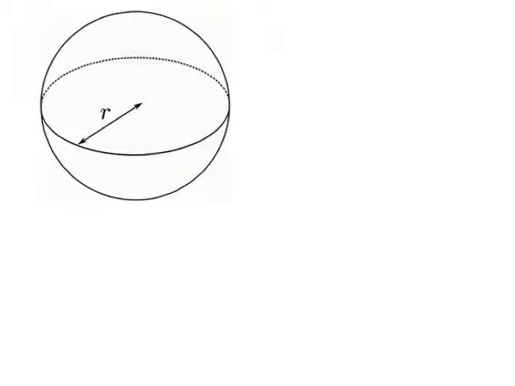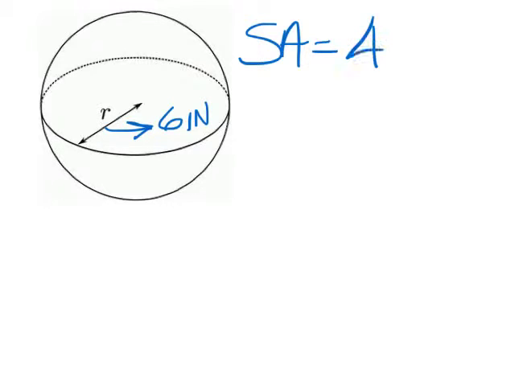Another example. This is a sphere that has a radius of 6 inches. What you have to find is the surface area of the sphere. And the surface area of the sphere is 4 pi r squared. Similar to the volume, except it's r to the second and there's no division by 3.